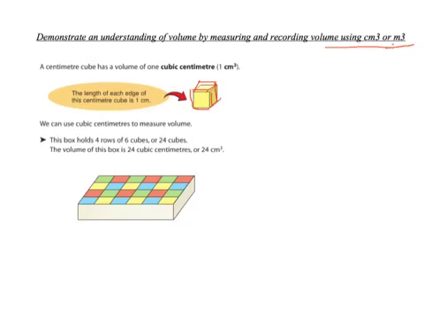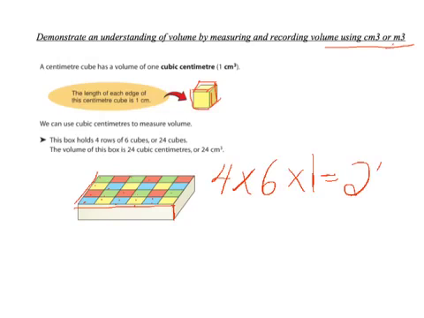All right, if we were to look at this box here, we can see that this box has 4 rows of 6 cubes, and they're only 1 cube high. So if we were to count how many cubes, 4 rows of 6 would give us 24, because 4 times 6 is 24. Because there's only 1 row times 1, which then gives us 24 centimeters cubed.